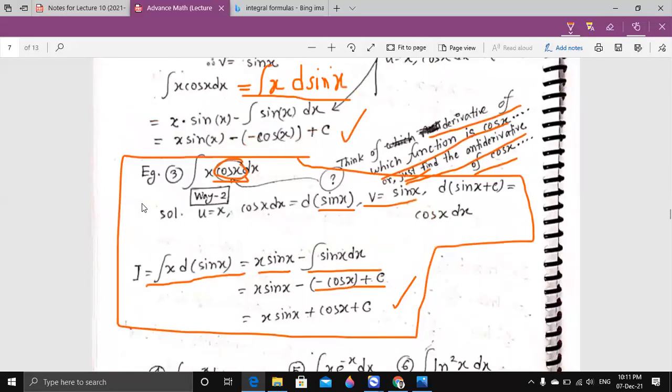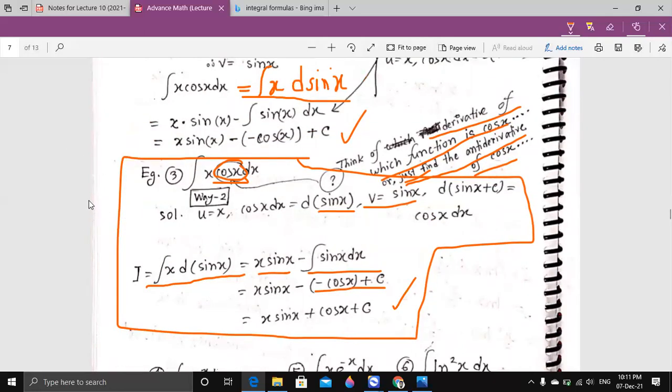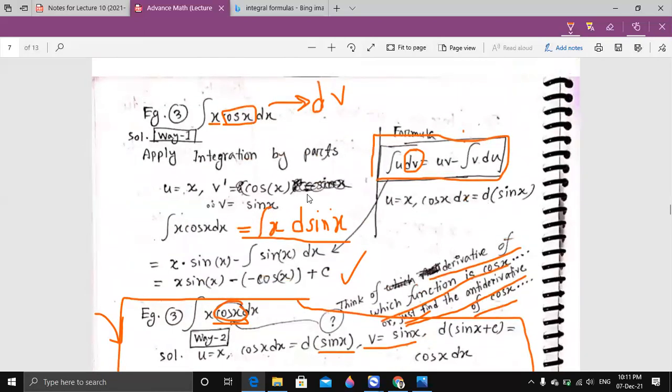So I think maybe this way is very easy, right? This way is easier than the first way. Okay. But you can also use the first way, okay? No problem. It's very simple.